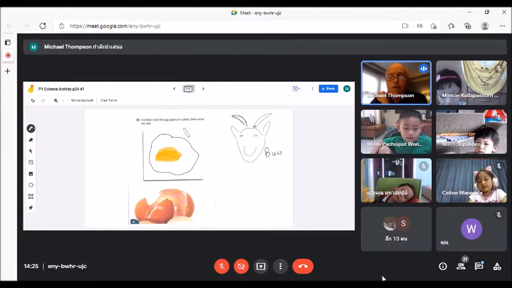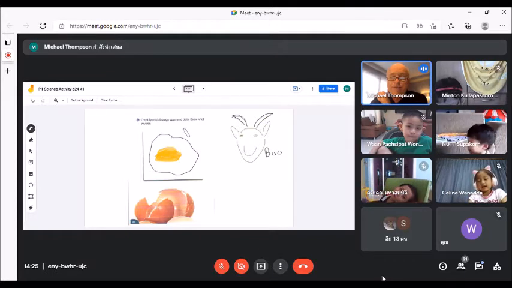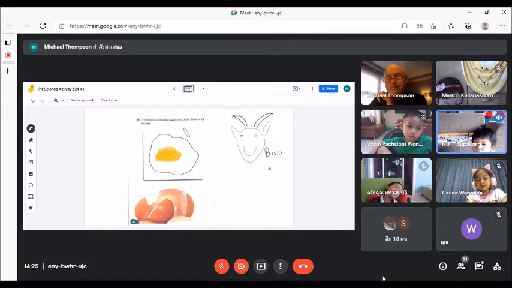So I made a goat. Not a very good goat. Well, it is for me now. I'm not very good at drawing. That's okay. Beautiful. There you go.